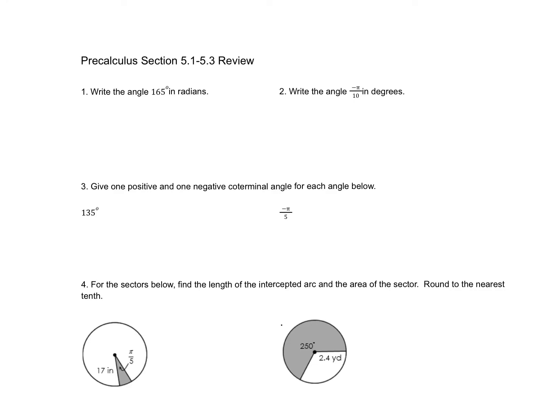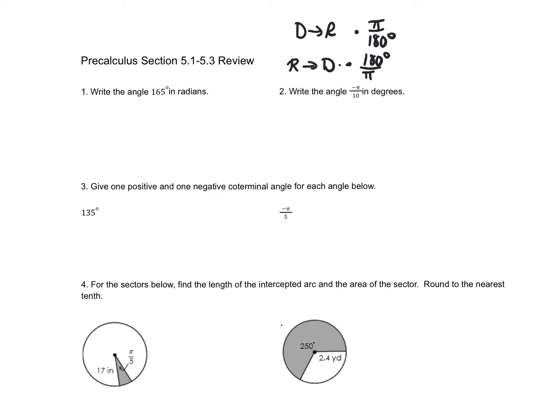All right, let's review a couple of problems dealing with radian measure for our upcoming quiz. The first kind of problem, pretty simple, is converting angles from degrees to radians and radians to degrees. If we recall, going from degrees to radians, we multiply by pi over 180. And going from radians to degrees, we multiply by 180 over pi.